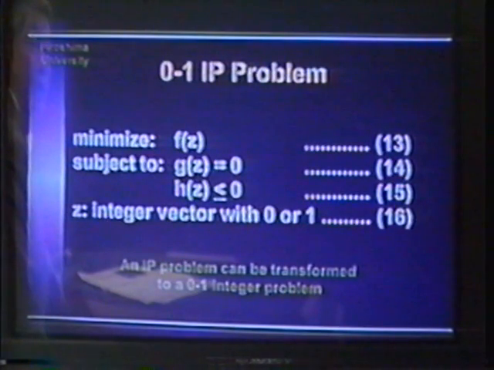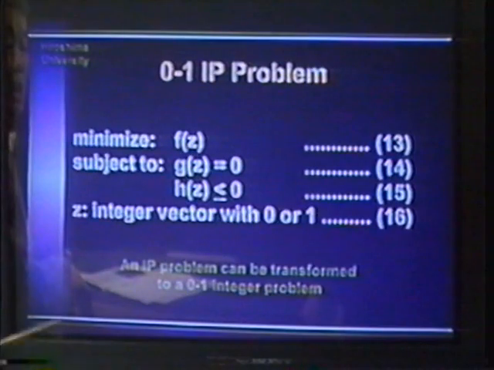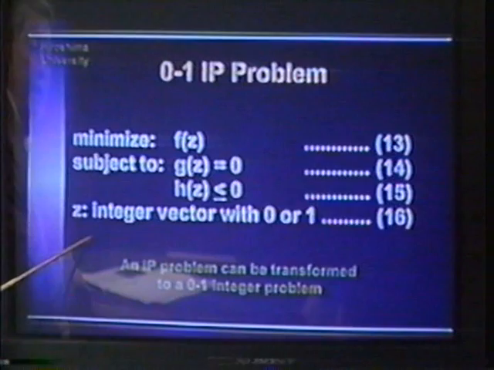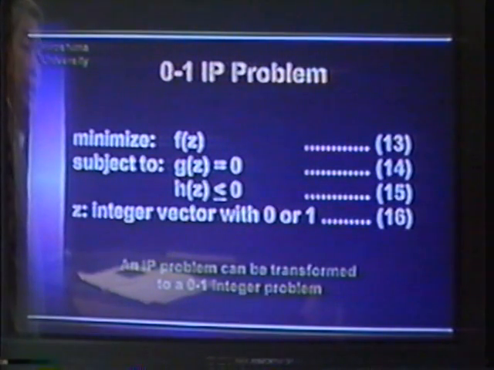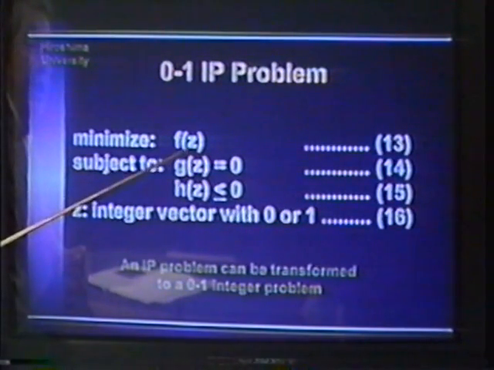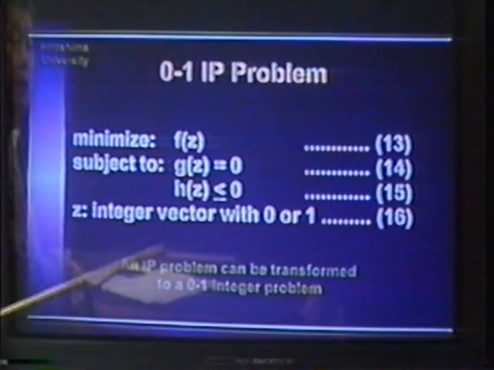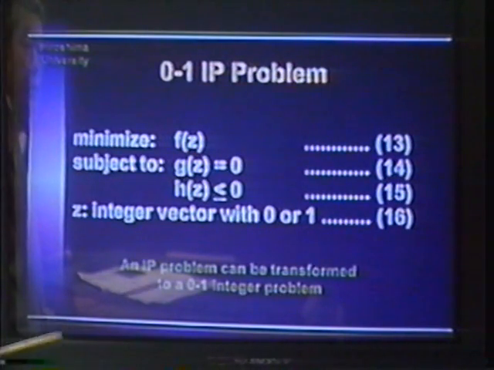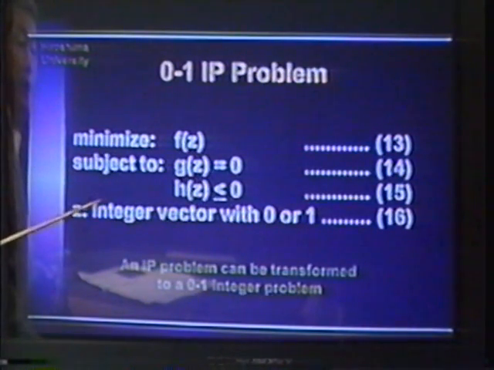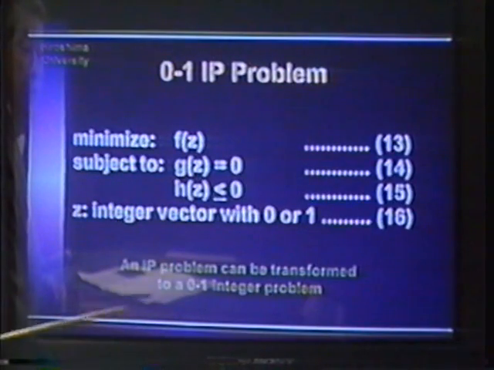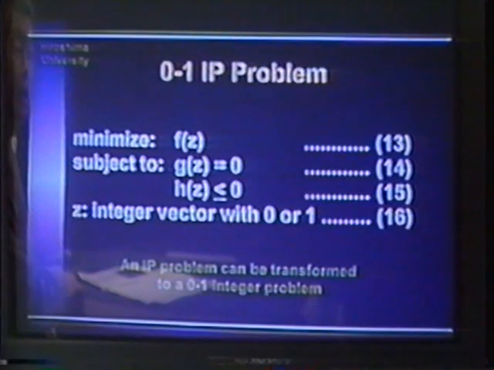Now move further to the special case of integer programming problems. Sometimes there is a case that a variable can take only 0 or 1. In this case, we denote vector z as an integer vector with 0 or 1, and only the variable z is included. This is relatively easy to solve because z takes either 0 or 1. We should note that the integer programming problem mentioned before can be transformed to a 0-1 integer program, but the dimensions increase drastically.